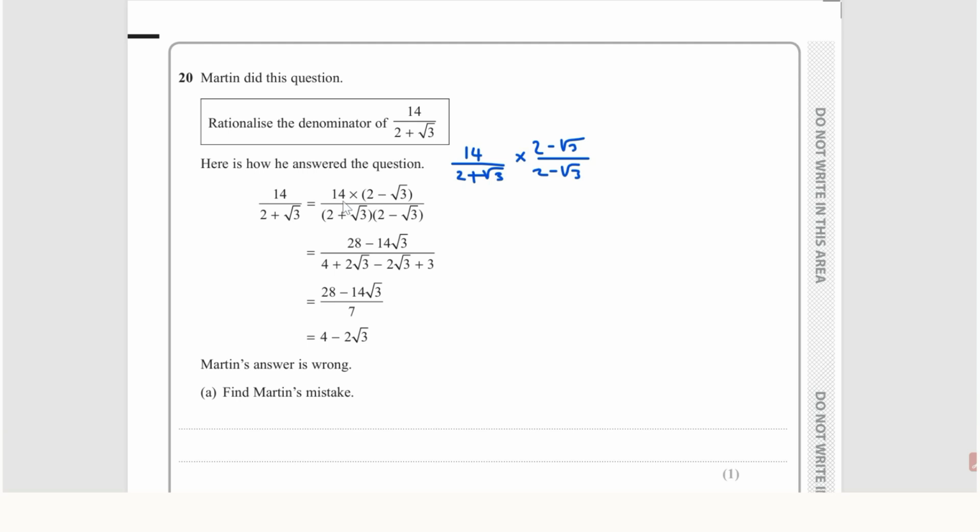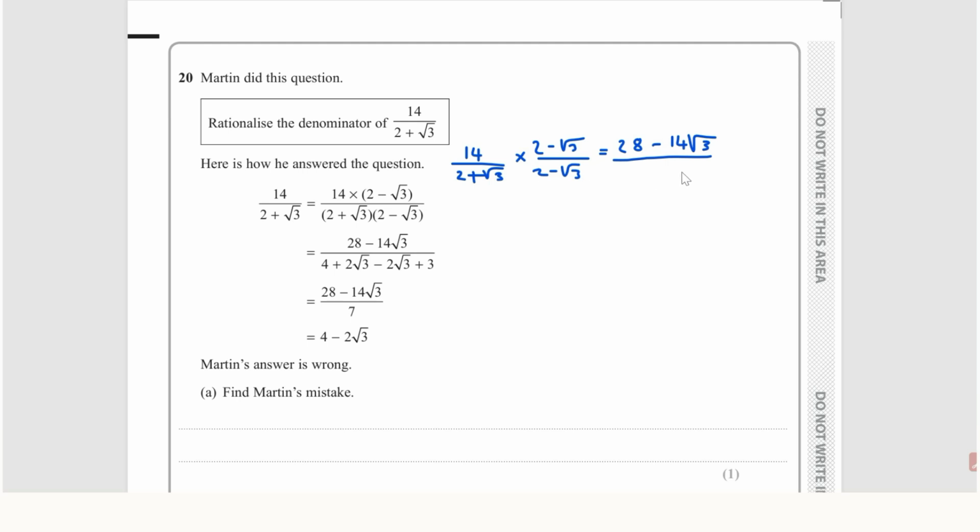Which we can see here he has done. So 14 multiplied by 2 minus root 3 over 2 plus root 3, 2 minus root 3. So far he's on the right path. So if we multiply this across, we will get 28 minus 14 root 3.